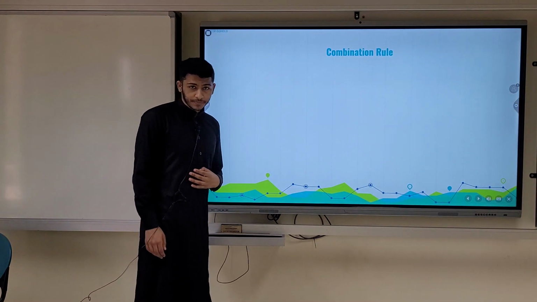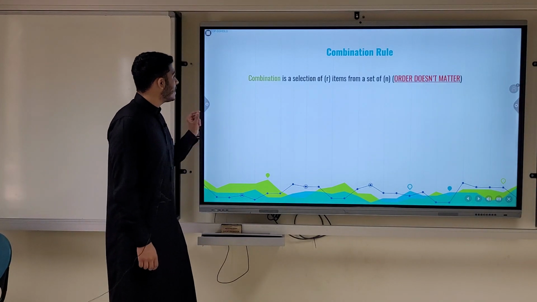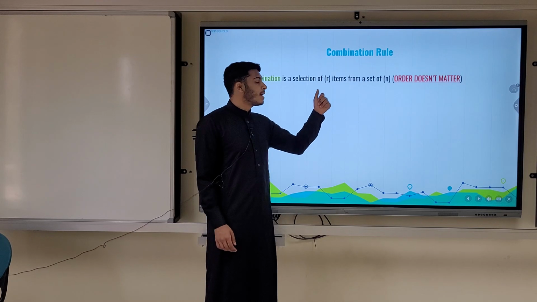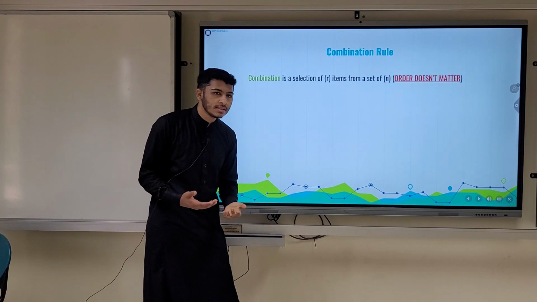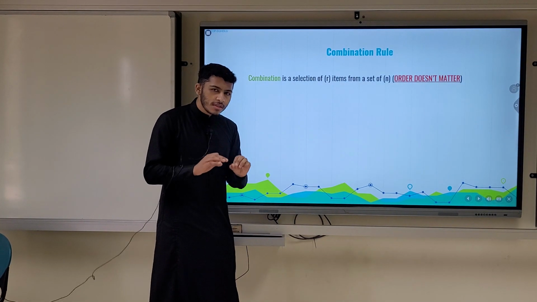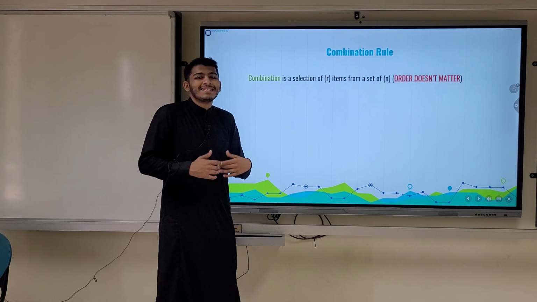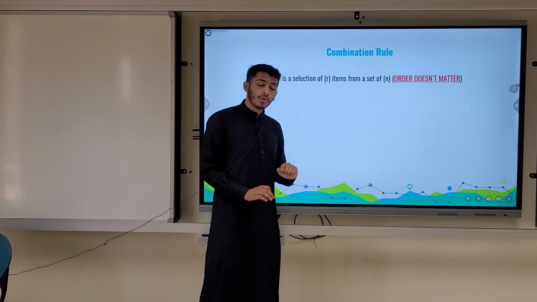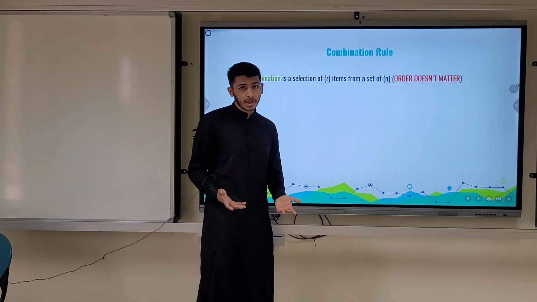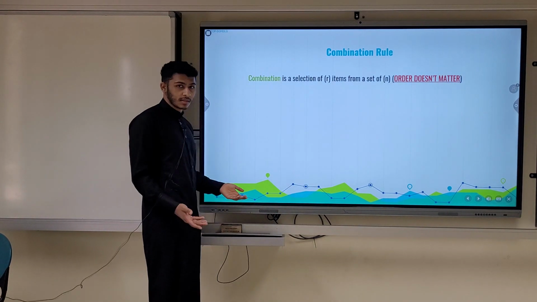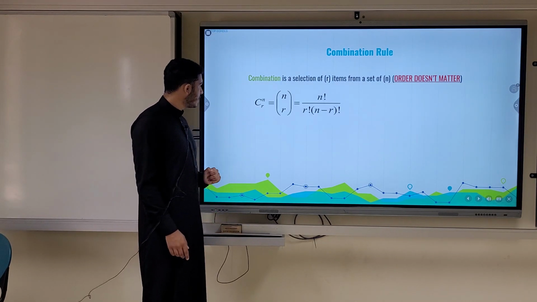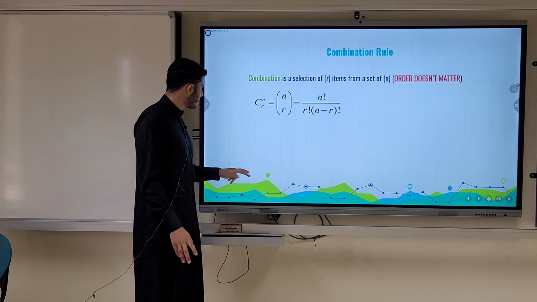Now we talk about combination. Combination is a selection of R items from a set of N. So R is the number of items you're going to select, while N is all the items in the set that you're selecting from. And it's highlighted here in red that order does not matter. We're going to explain when order matters and when it does not. This is the formula for combination. We have only one formula for combination.